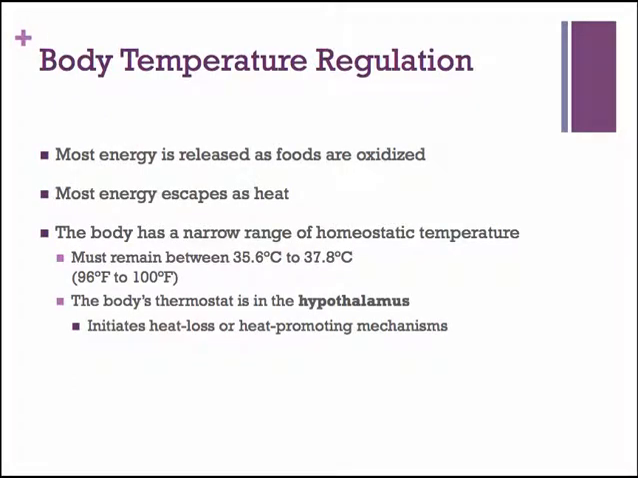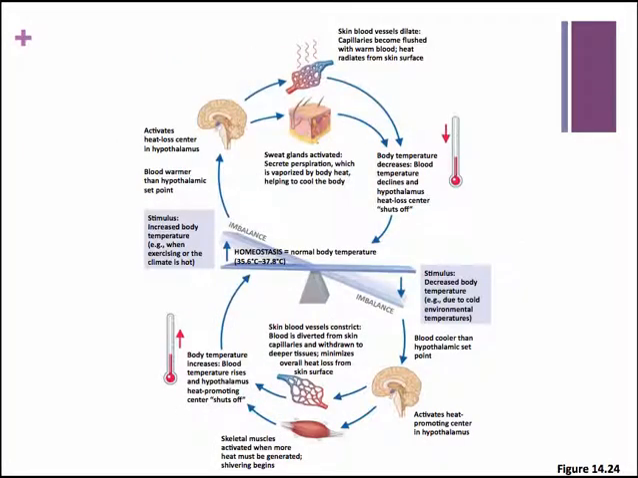Okay. So last thing we have is body temperature regulation. And so every time we break down all this ATP, we're also releasing energy in the form of heat. And so we need to be able to regulate all of this heat that's being released, and that's all done by our hypothalamus. And so how do we control this? This is also a quick review.